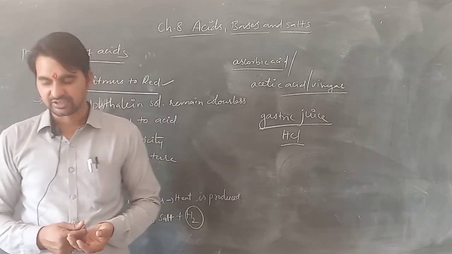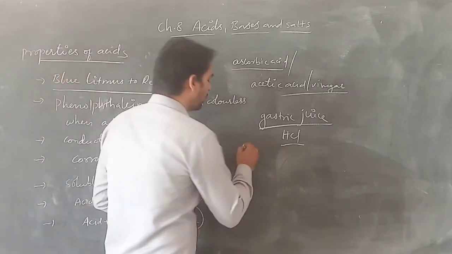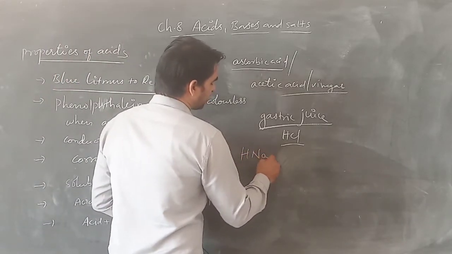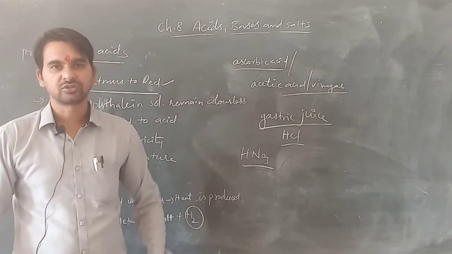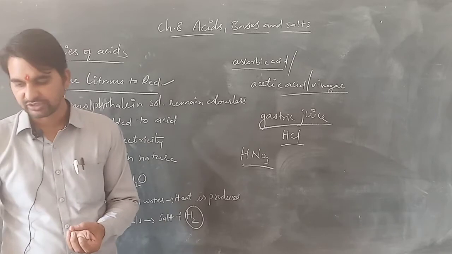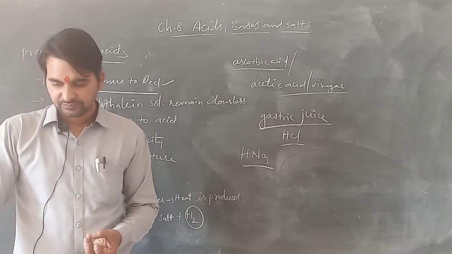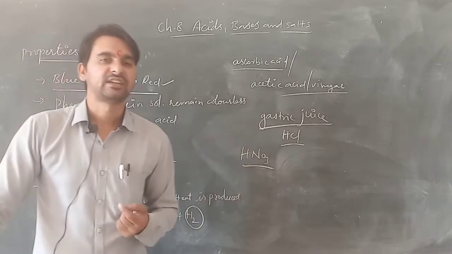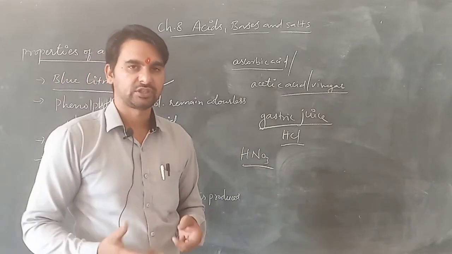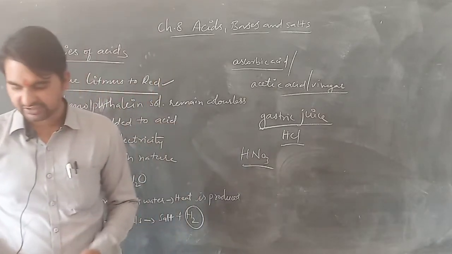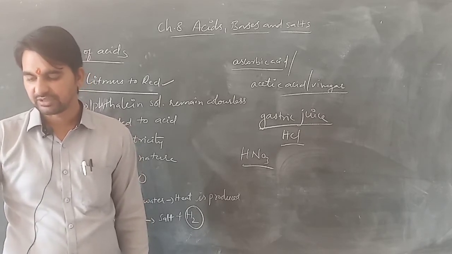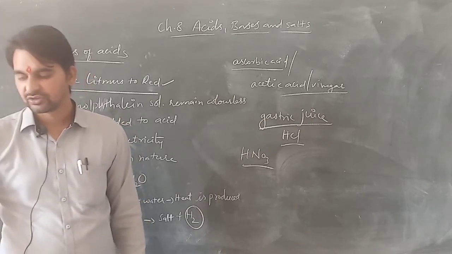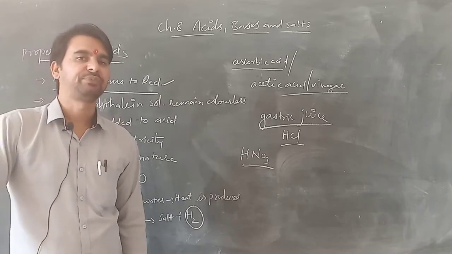Other than that, nitric acid, HNO3. This is nitric acid. Where are we using this nitric acid? Nitric acid is mostly used in the preparation of explosives. Then TNT, trinitrotoluene, is one of the chemicals used in explosives. Then RDX explosives, in research and development, and it is also used in the extraction of precious metals.